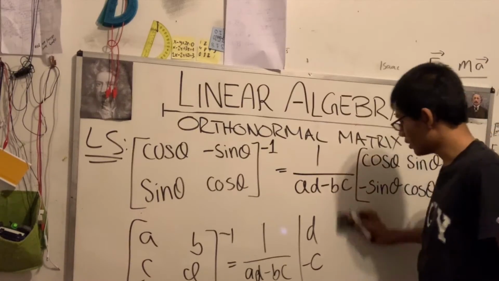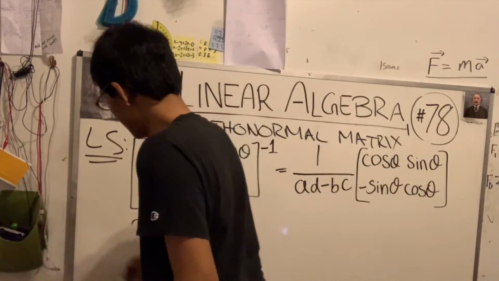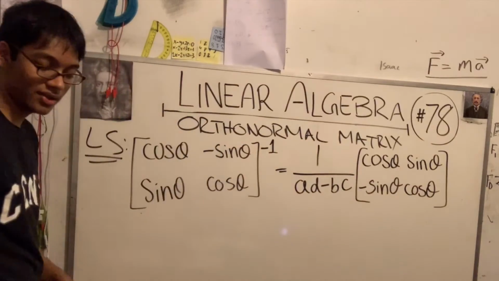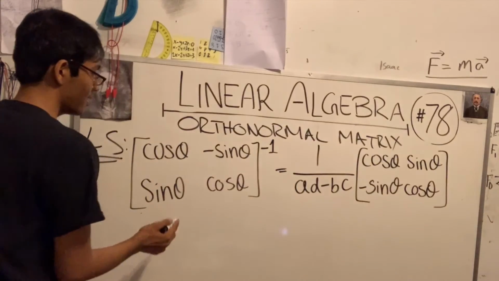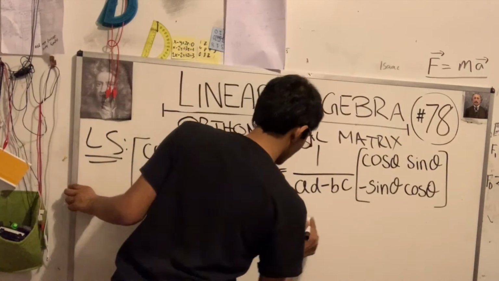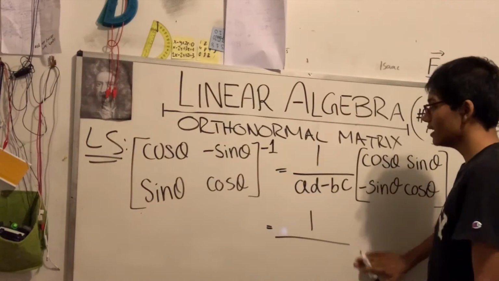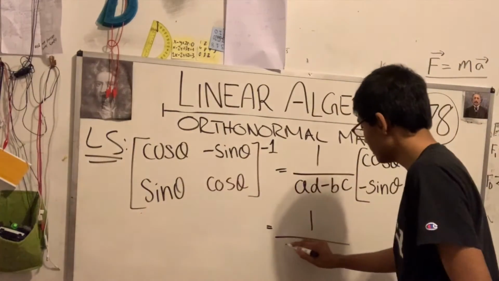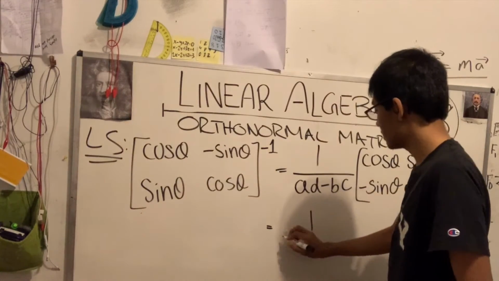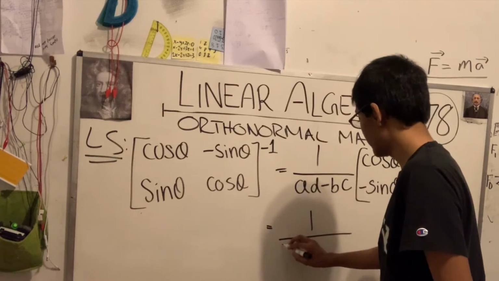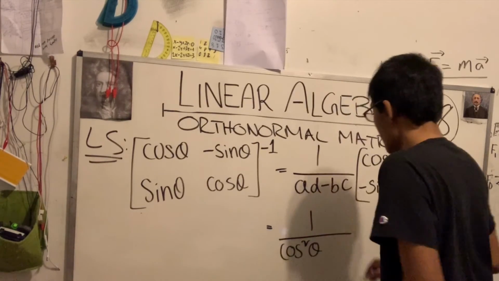Okay, but we're not done. All we have to do now is plug in for A, B, C, and D, so that we can actually get the value of the reciprocal of the determinant. So what are we going to get? Well, let's take a look closely here. So 1 over what? Well, AD, I'll have cosine squared theta, right? Hopefully this line can be drawn straight. So I'll have 1 over cosine squared theta minus BC.